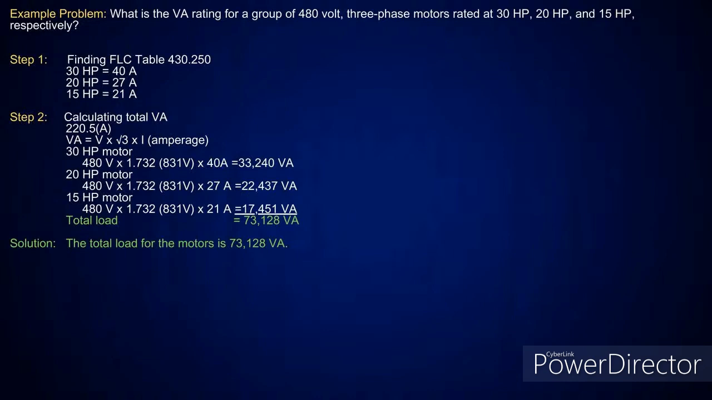Then I'm just going to take every one of those, drop down, and multiply each one of those amperages by the voltage at 3-phase for 480. That'll give me 831 volts, and it's going to give me for the 30 horsepower motor 33,240 VA, for the 20 horsepower 22,437, and for the 15 horsepower 17,451. Add those up, and your total load for the motors is 73,128 VA. Okay.